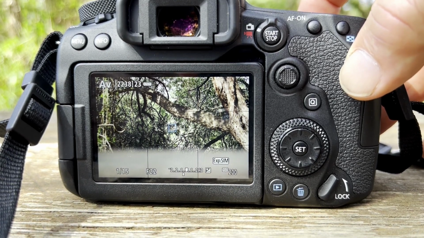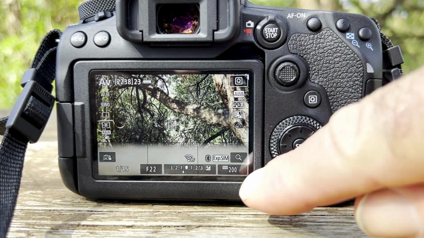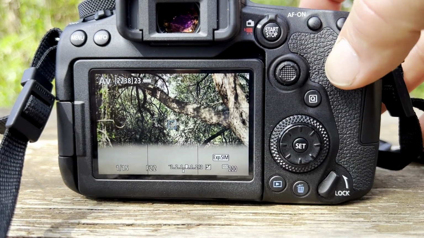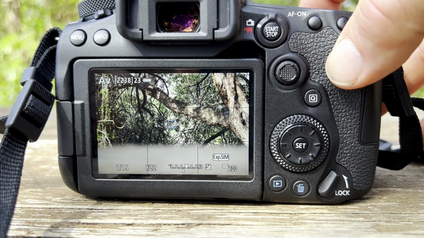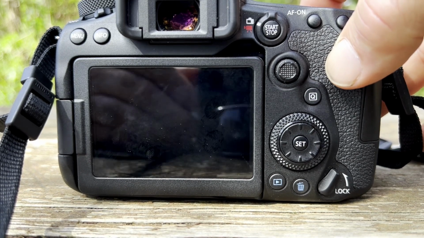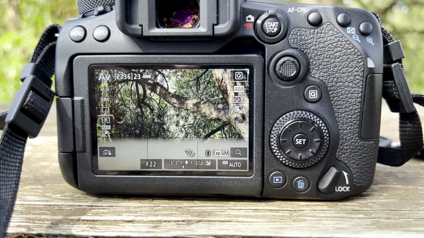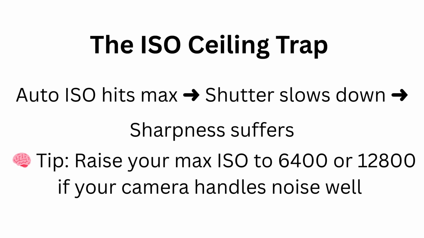So here we are, 200 ISO. It's gone to its maximum. And see how it is forced to go to 1/15th of a second. Keep an eye out for the ISO ceiling trap. The auto ISO hits the maximum of the ISO that's either set or the maximum that the camera will offer in auto setting, which is not always the maximum the camera offers in manual. The shutter speed slows down as a result, and the sharpness suffers again.